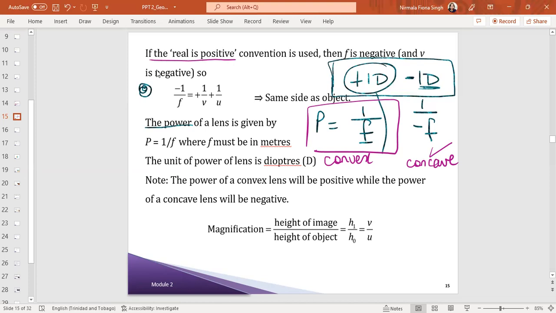So moving on, note that the power of a convex, okay. I didn't even read this as yet. So that's what they said.